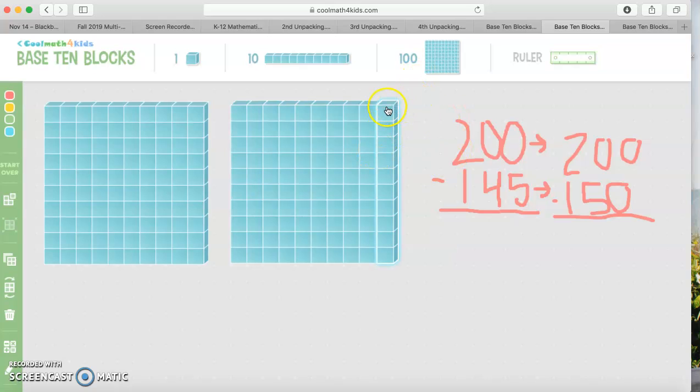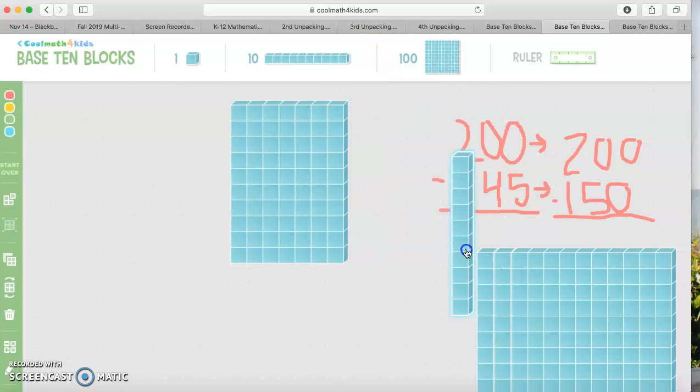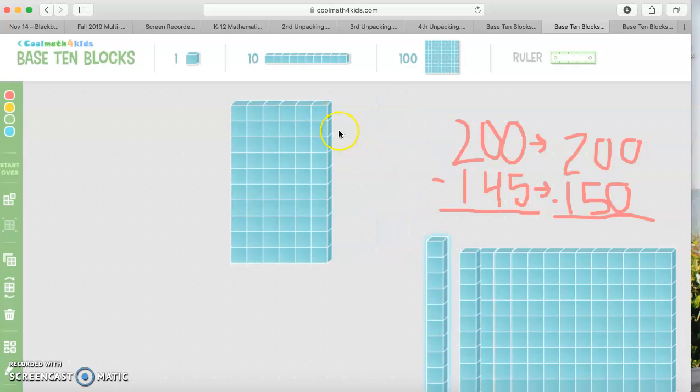The students could then see that they could take away 100 because of the 1 in the hundreds place. The students then would see that they could take away 5 tens. They would have to break apart the 100 in order to be able to take away those 5 tens. 1, 2, 3, 4, 5. This then leaves the student with 5 tens, or 50.